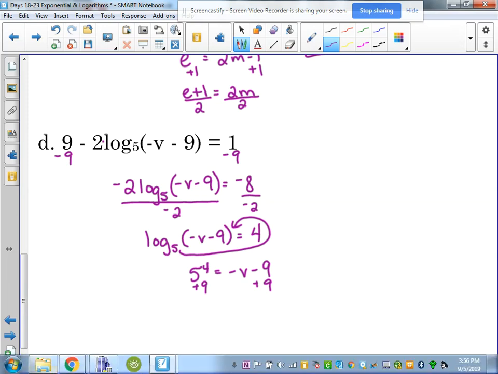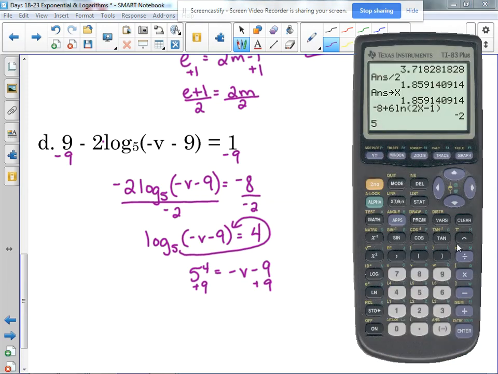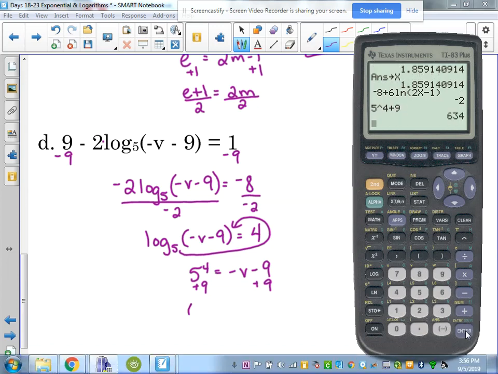I'm going to add 9 to 5 to the 4th. That's 634 is equal to -b. So that means -634 is equal to b. Let's check that. 9 minus 2 log of -b, and b is -634. So those negatives negate one another.